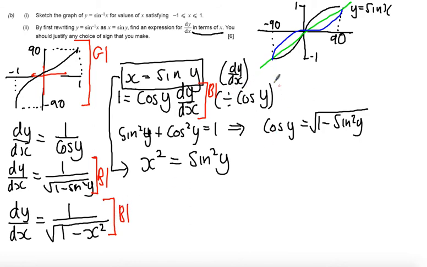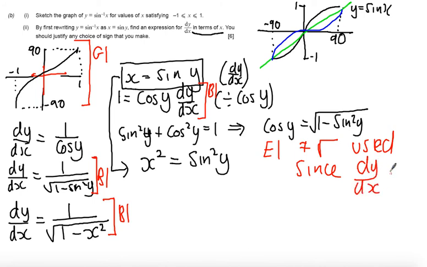There was an exclamation mark, sorry, apologies. Gradient of this is positive, so you just had to justify. I've missed that bit out, so I apologise. Not perfect. Exclamation mark if you state that positive square root is used since gradient is positive, dy by dx equals positive. Okay.